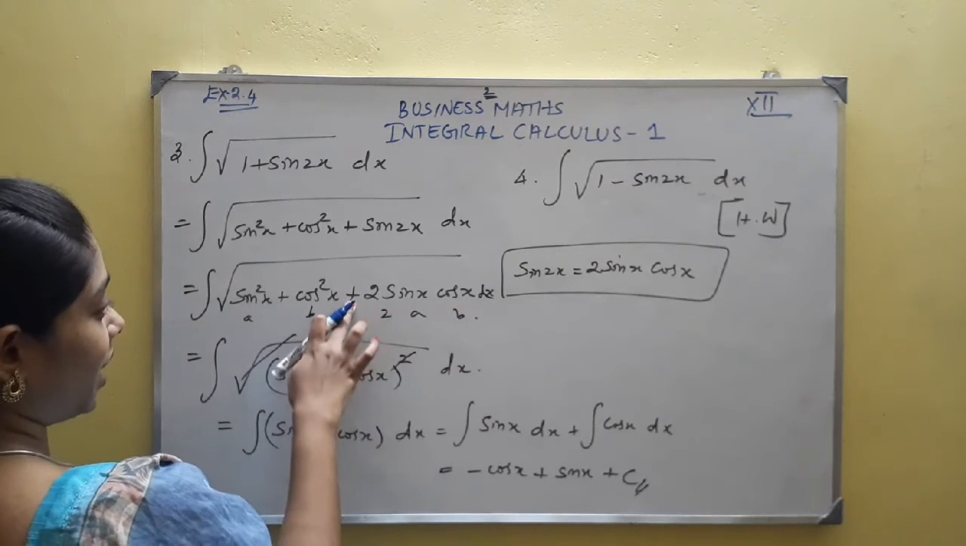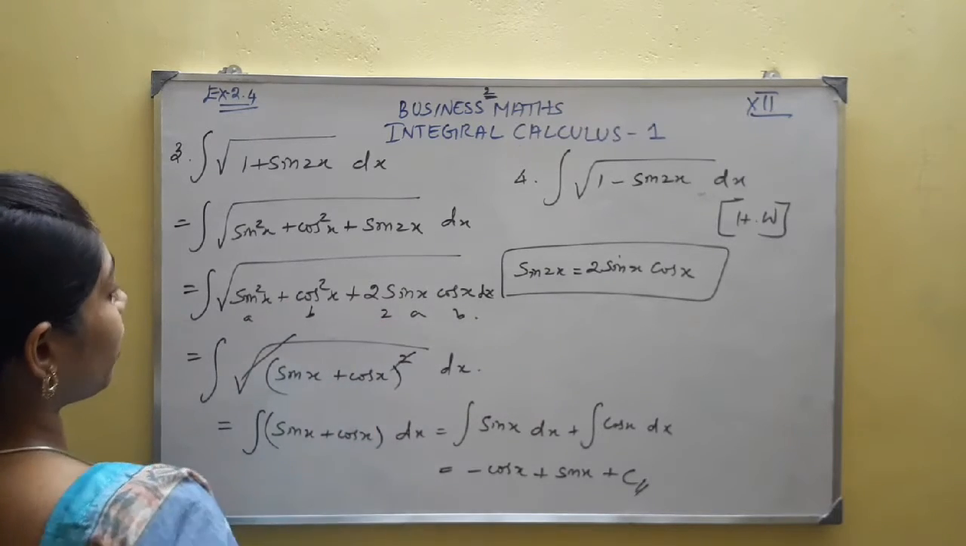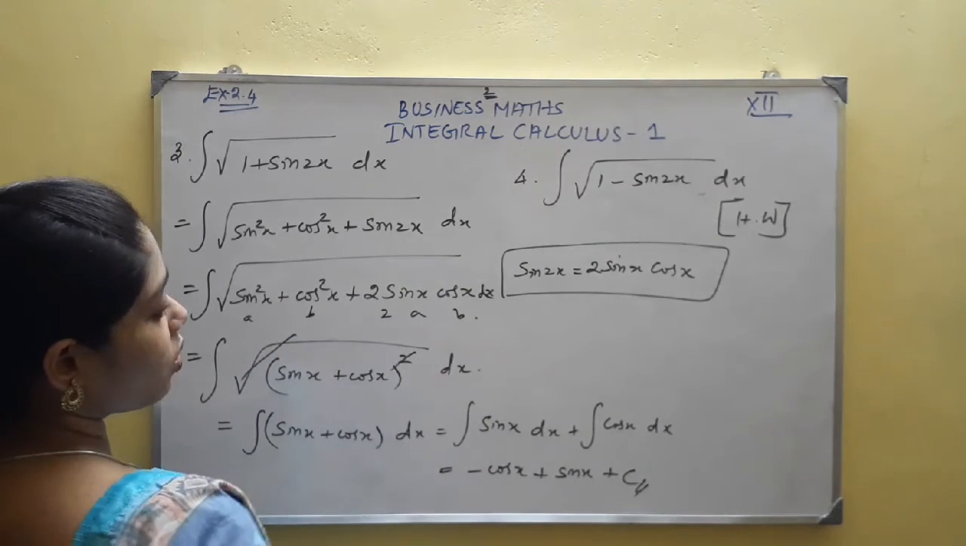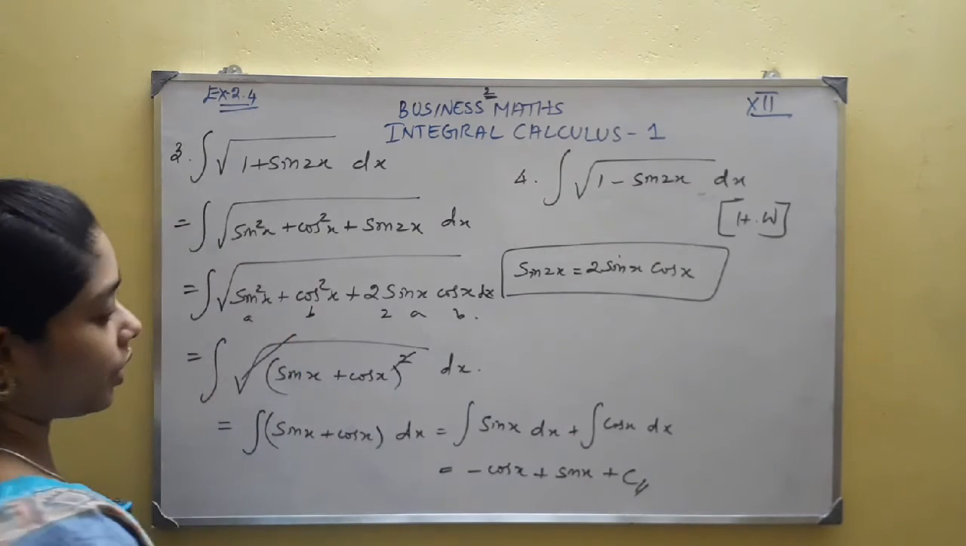Here you will have minus. So this will become a square plus b square minus 2ab. That means (sin x minus cos x) the whole square you will get. Definitely you will have minus over here and you will get negative sign over here.